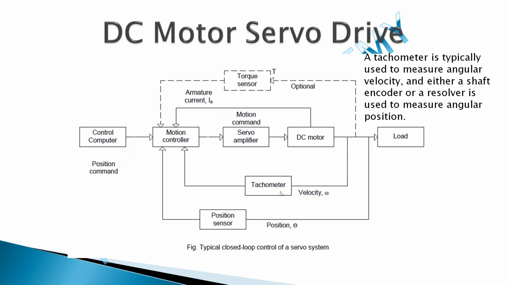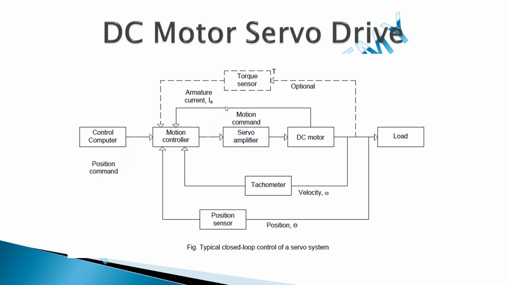A tachometer is typically used to measure the angular velocity, and either a shaft encoder or resolver is used to measure the angular speed and position sense, and a torque sensor is optional, to measure the torque. And ultimately the closed loop is generated, and this is the working principle of the DC motor servo.